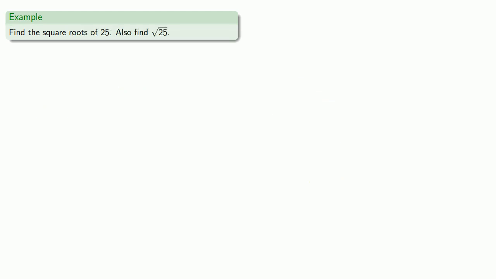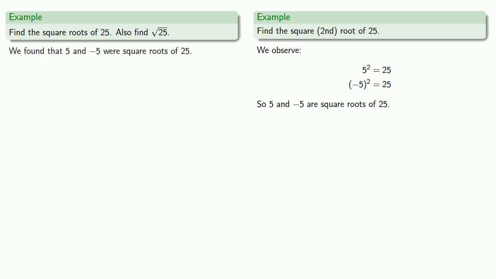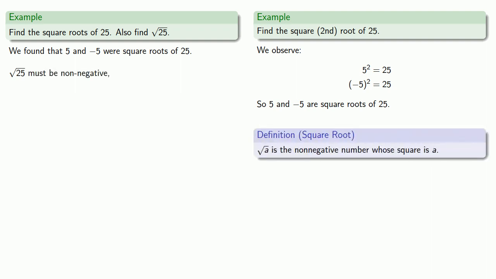So let's ask the same question with a slightly different format. First, find the square roots of 25, and also find the principal square root of 25. You might have read this as square root of 25 in previous classes, but how you speak influences how you think, so it's a good idea to read this as the principal square root of 25. So we've already found that 5 and negative 5 are square roots of 25, but when we write this symbol, the principal square root of 25, that has to be a non-negative number.